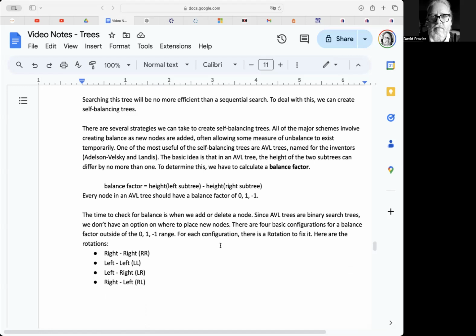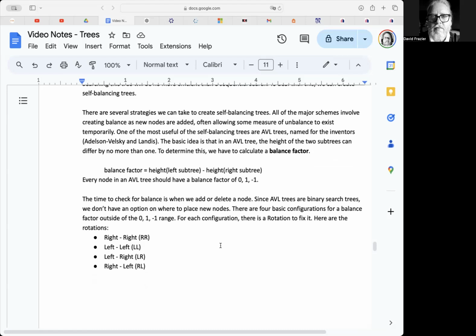To fix the imbalances, depending on what the values are, we have four different transformations because there are four different scenarios we're going to have. I'm going to name them here, and then we're going to go through some examples of those. The first would be a right-right rotation, then a left-left rotation. It's odd that they call them right-right and left-left, since they're only one transformation. But then there are the complex ones, the left-right and the right-left.